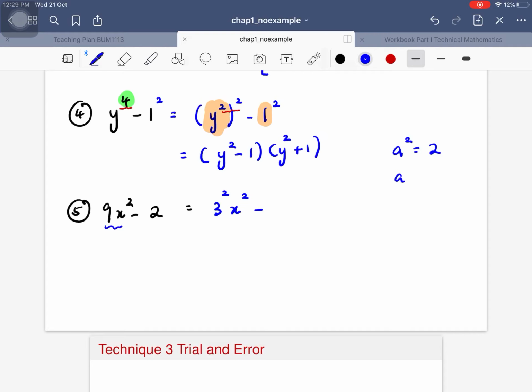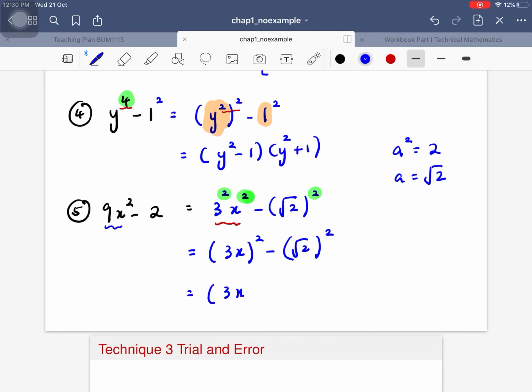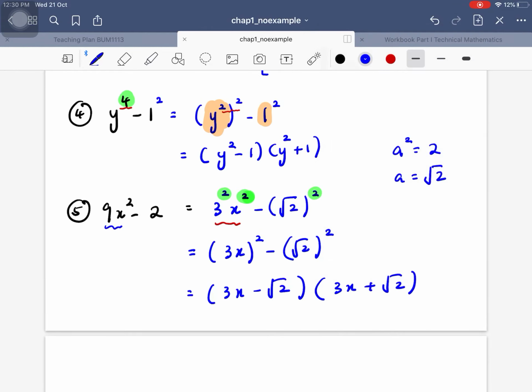Okay, so what is going to be a? So a is going to equal the square root of 2. So that's why here this can be written as square root of 2 to the power of 2. So now both of my terms are going to be squares, because they are a product. This only applies for products. I can write that this is going to be 3x to the power of 2, minus square root of 2 to the power of 2. So this is my f and g, and I'll end up with 3x minus square root of 2 multiplied by 3x plus square root of 2. Okay, so that is going to be the fifth one.